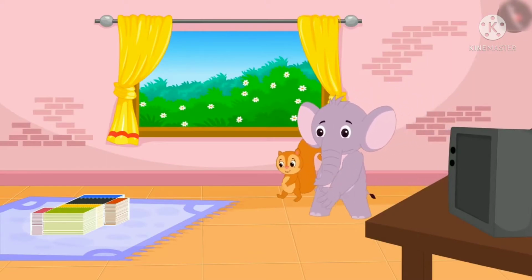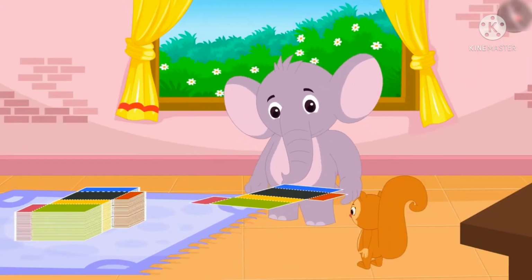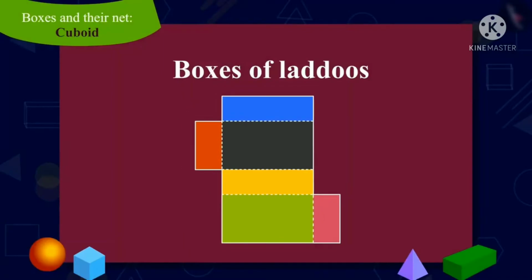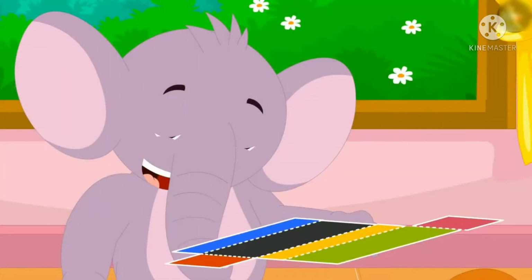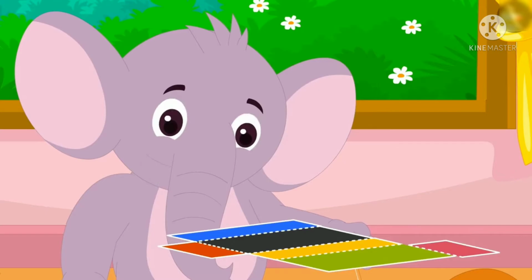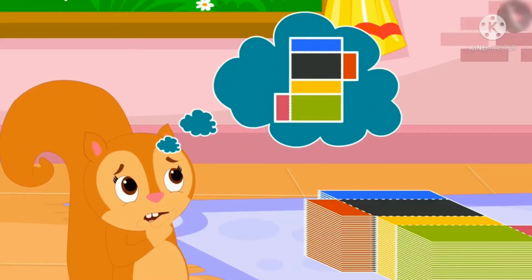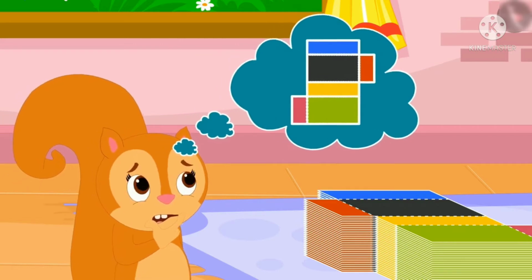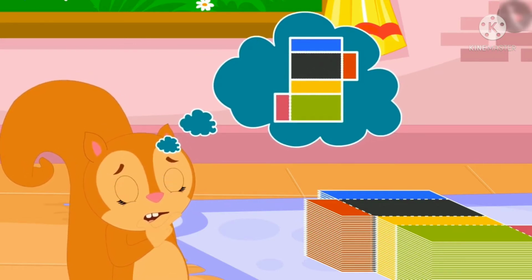Now Appu went with her to the other room. He showed Chanda the cardboard cutouts and said, "Here are the empty boxes of laddus." Chanda was puzzled. She could not understand why Appu was calling those cardboard cutouts as empty boxes.